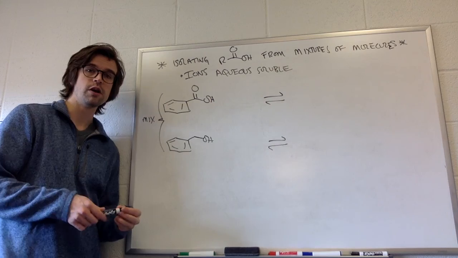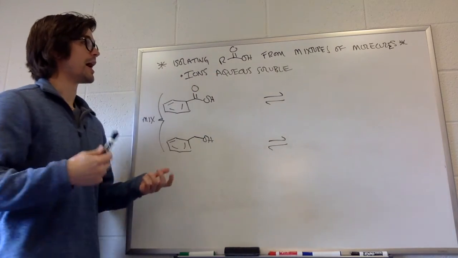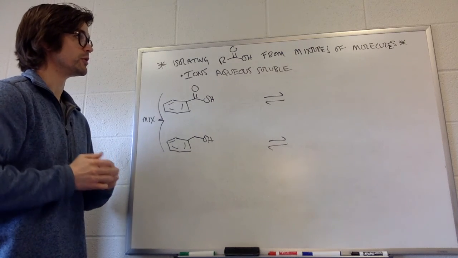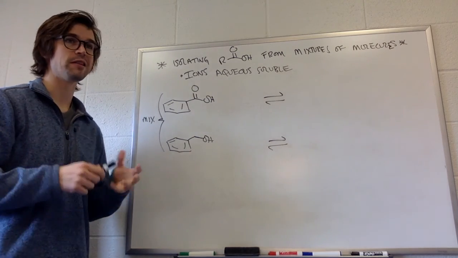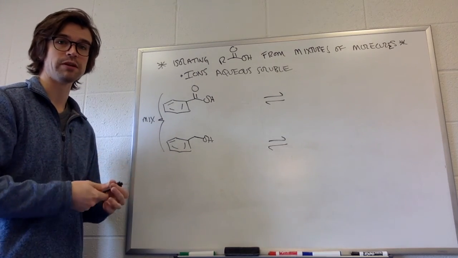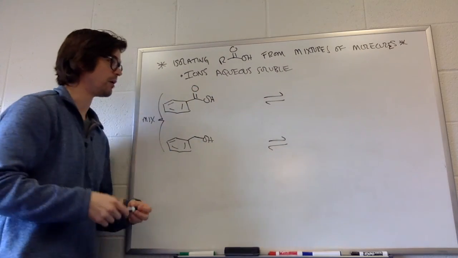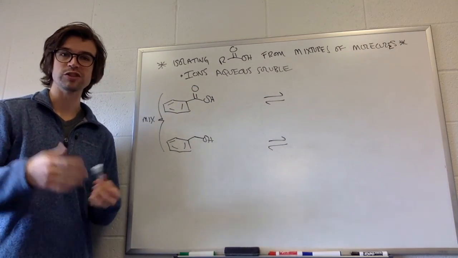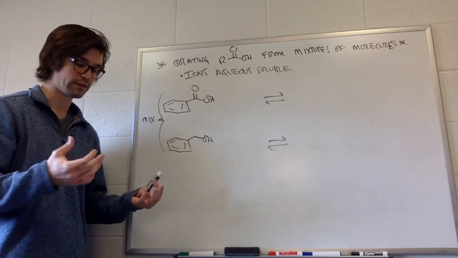there too. So if we want to isolate a carboxylic acid from a mixture of molecules, we can change the molecule chemically, and that will impact its physical properties. So what does that mean? Well, ions are aqueous soluble, and neutral molecules generally are organic soluble, so they'd be in an organic solvent.